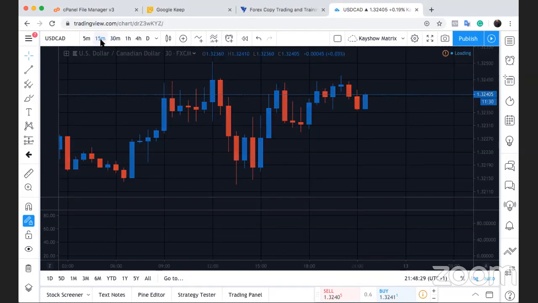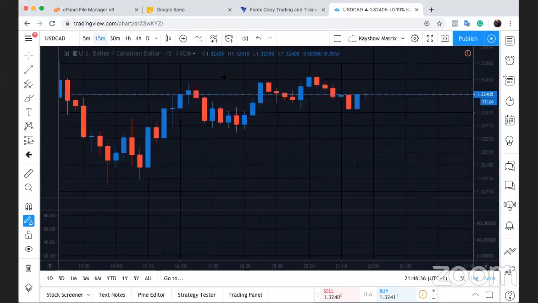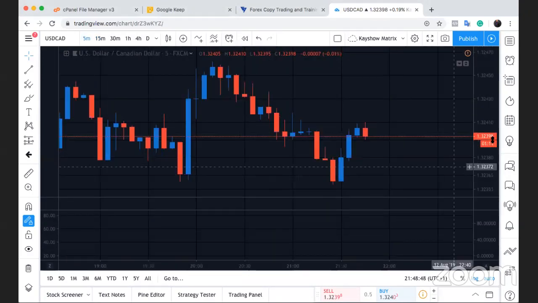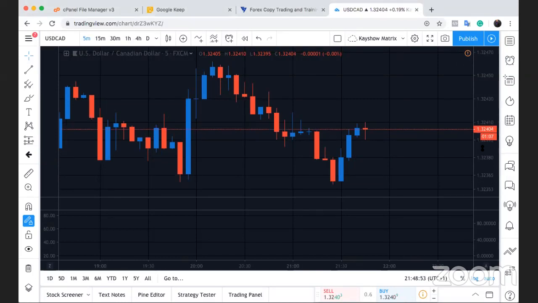If I break it down to 15 minutes, okay, we are really getting broader and broader right now. You can see 15 minutes is also telling me I have 11 minutes left for the next candle to show. If I break it down to 5 minutes, okay, so you can see, guys, it's telling me I have 1 minute left for the next candle to form.